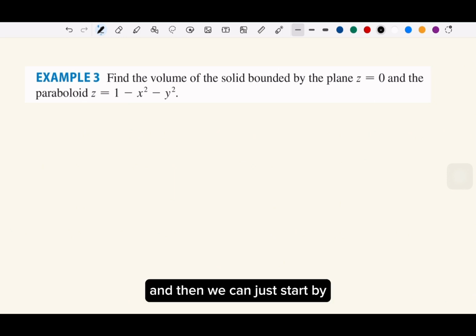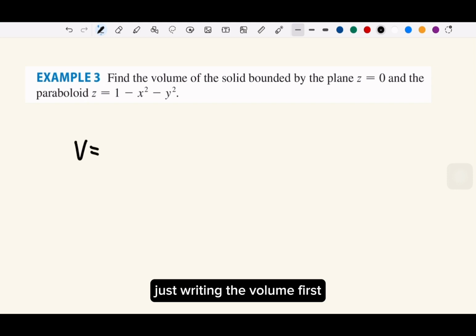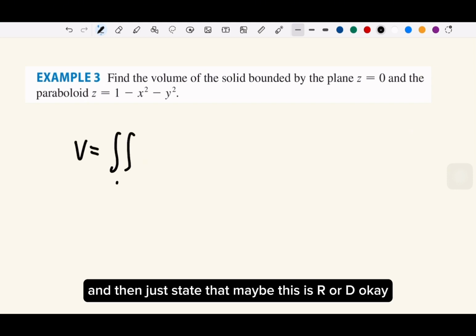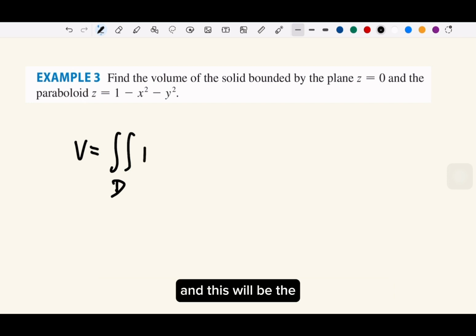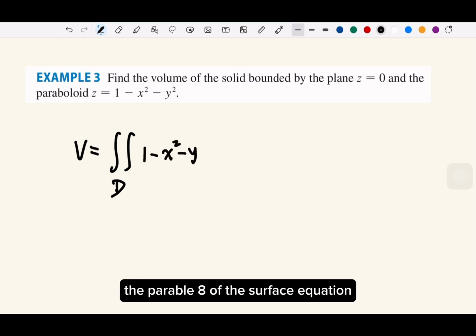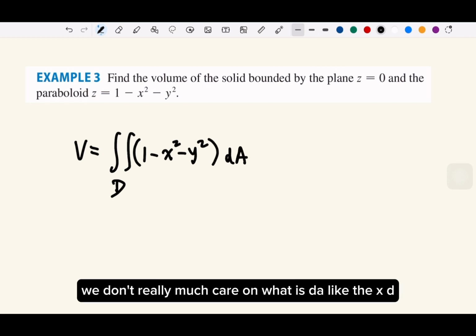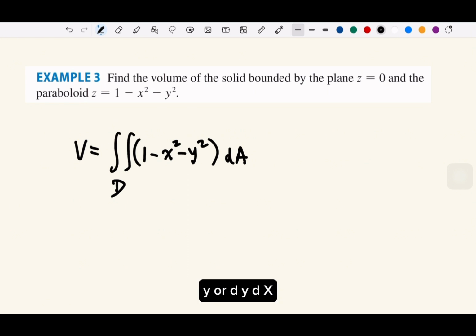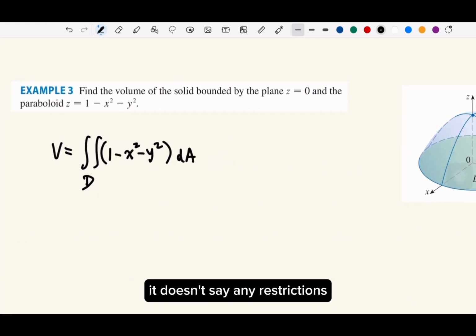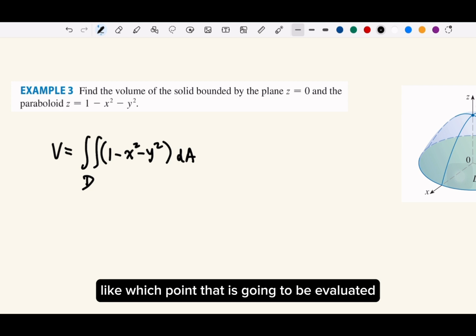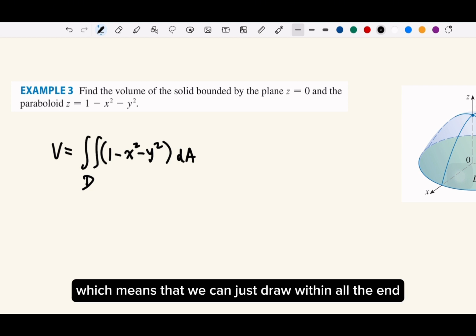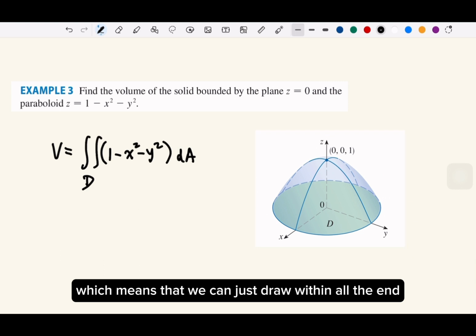Then we can start by writing the volume first, and state the integral of the surface equation, the parabola, with dA. We don't really care whether dA is dx dy or dy dx; it doesn't matter. What really matters is that it doesn't state any restrictions on which points are evaluated, which means we can draw within the whole area.